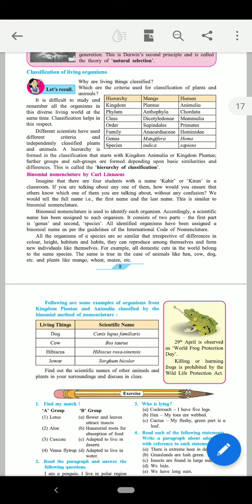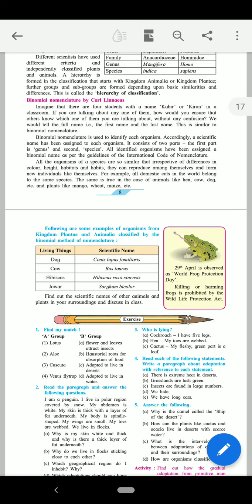After that, we have seen binomial nomenclature by Carl Linnaeus. In that we have seen that nomenclature is nothing but giving two names to the organisms, a scientific name to the organism, which contains the first part as genus, and the second part as species, that we have seen.